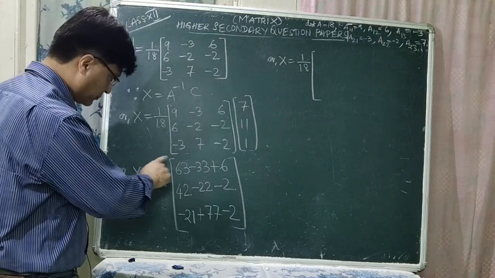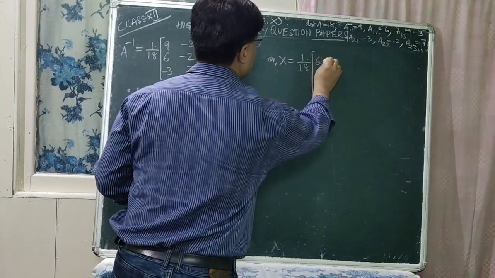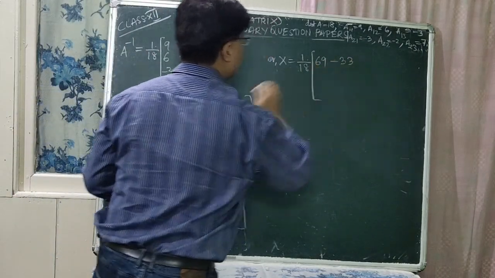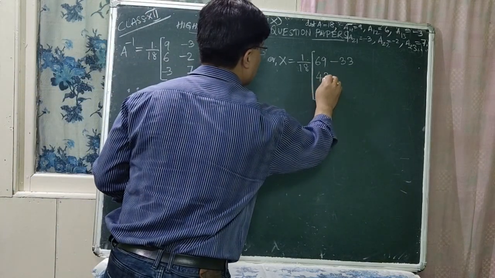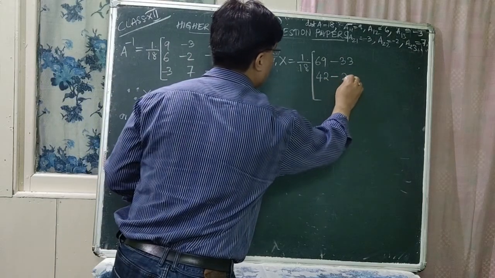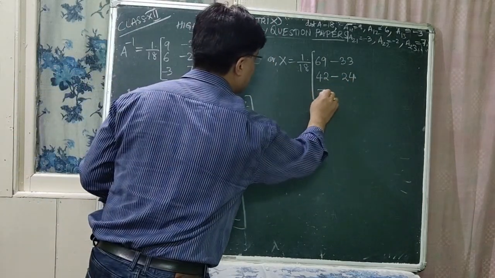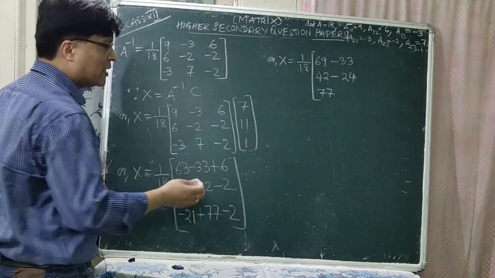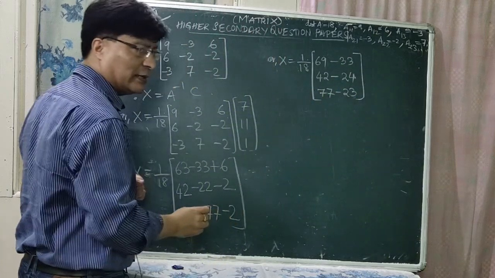plus same sign, add them. 63 plus 6 is 69, minus 33, right? Then 42 minus, what is 22 minus 2? That is minus 24, right? Next, 77, write down 77 first, and then minus 21 minus 2 is minus 23, same sign, you can add them, minus 23. Is that clear now?